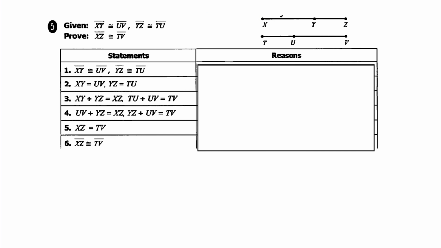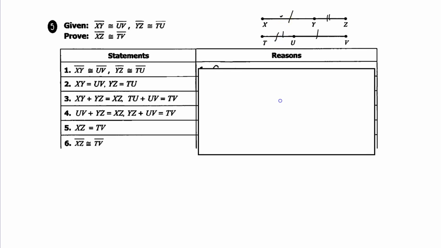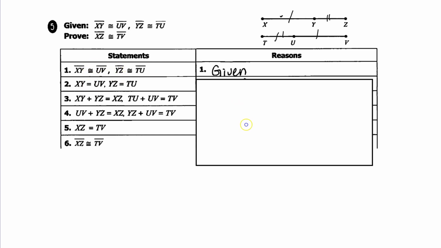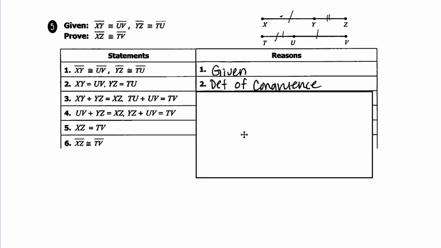Number 5, we have two segments here. It says that segment XY is congruent to segment UV. And it says that YZ is congruent to TU. So we always start with a given. Now it says that XY is congruent to UV and YZ is congruent to TU. The reason is all that's missing is the congruent sign. So it's going to be definition of congruence.